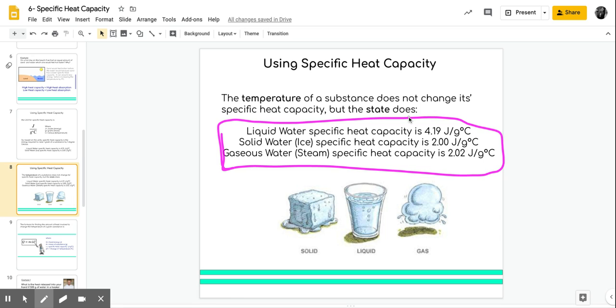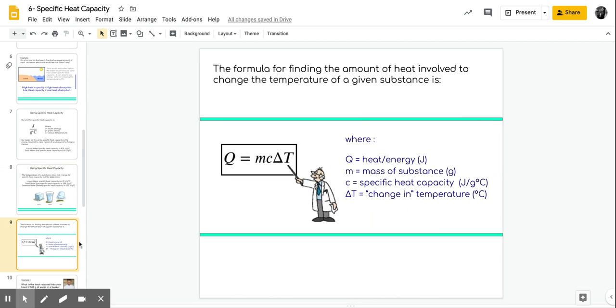We are, for the most part, going to be dealing with water questions. So it might be liquid, solid, or gas, but you will have to pick. If it deals with any other type of substance, it will give you the specific heat capacity. Okay, so formula time.